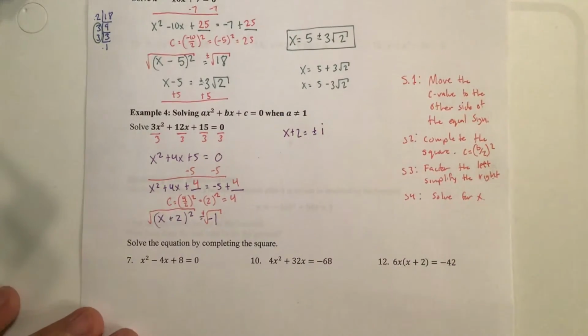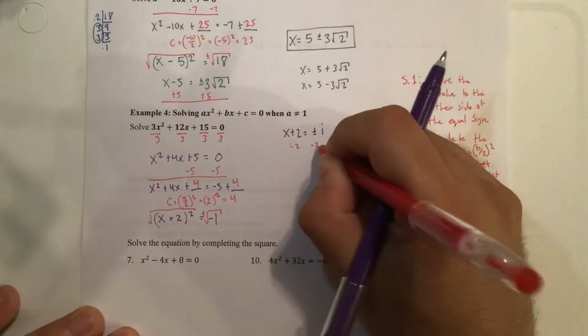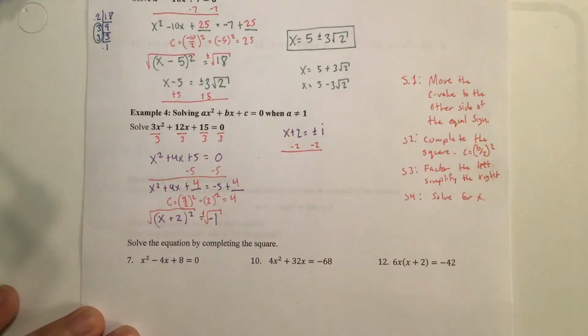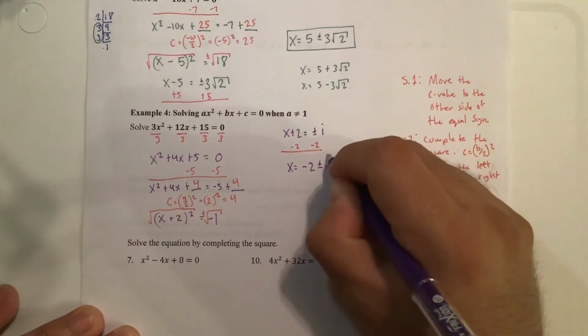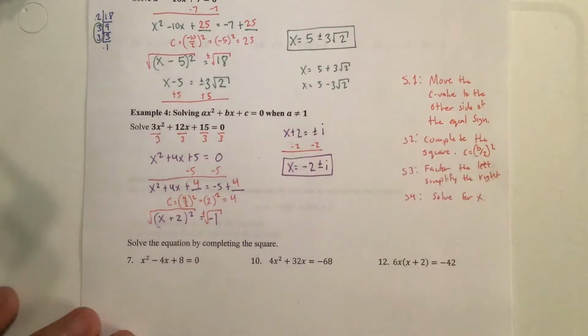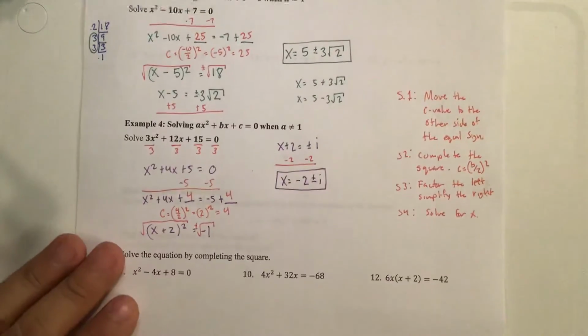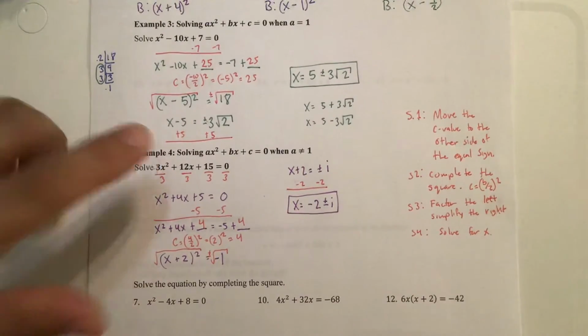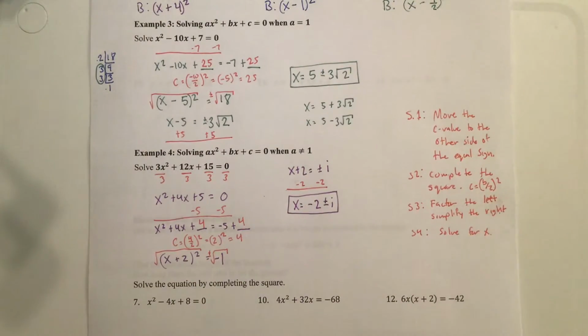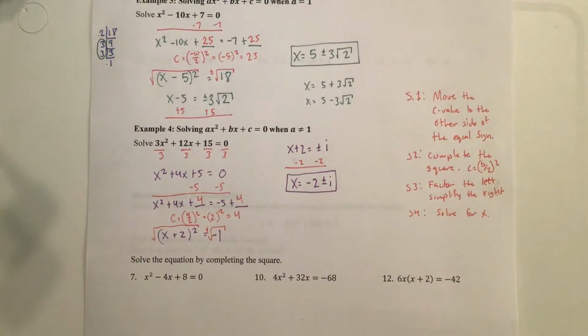And the last step we're going to take to solve this is we're going to subtract the 2 to the other side to isolate the x. And our solution becomes x equals negative 2 plus or minus i. And again, I cannot combine these two because they are not like terms. Okay. So the only difference between example 3 and example 4 is if you're solving and you have an a value that's not 1, first thing you should do is divide by the a value. And then after that, move the c value over, complete the square, factor the left side, simplify the right side, and then solve for x using your methods to solving.